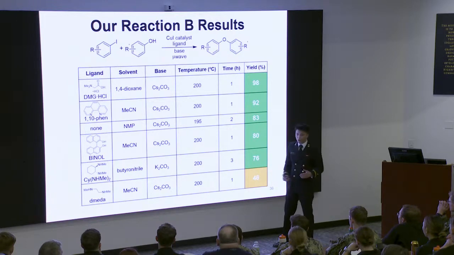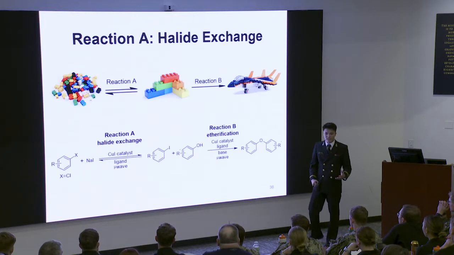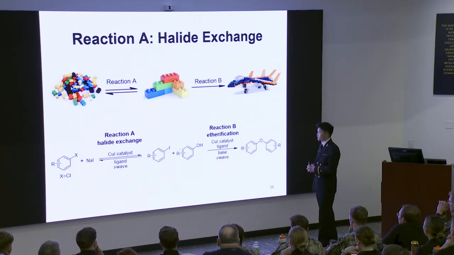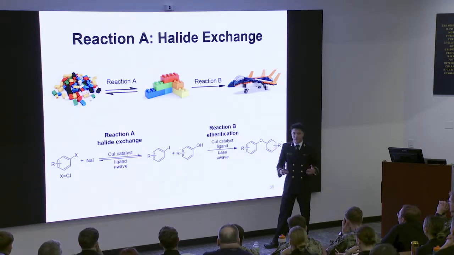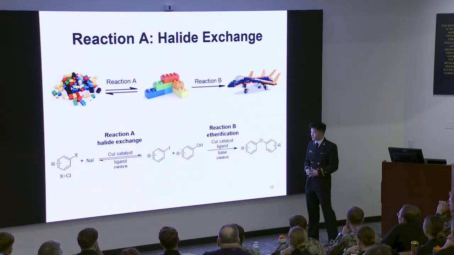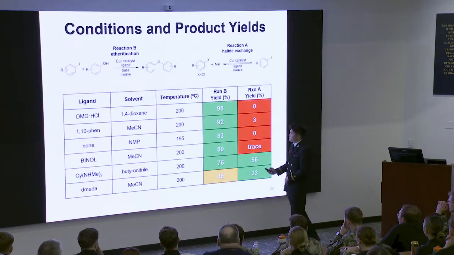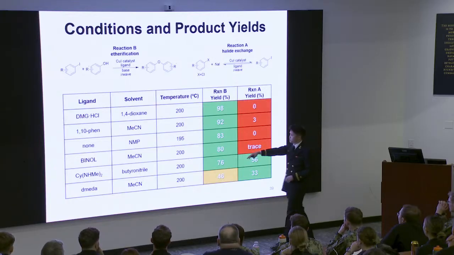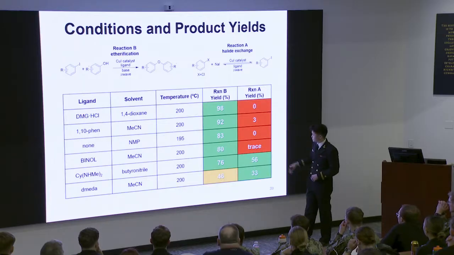Now, having established promising conditions for reaction B, we then have to shift our focus to reaction A. Because as a reminder, in order for our overall CTC mechanism to work, both reaction B and reaction A have to be conducted under the same reaction conditions because they're in the same reaction vessel. This table summarizes our results for both reaction B, the ones that we just discussed with their respective conditions, as well as the reaction A results.